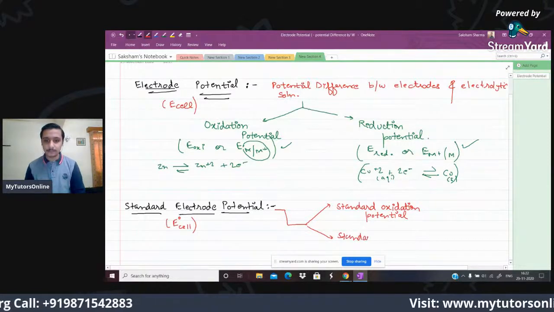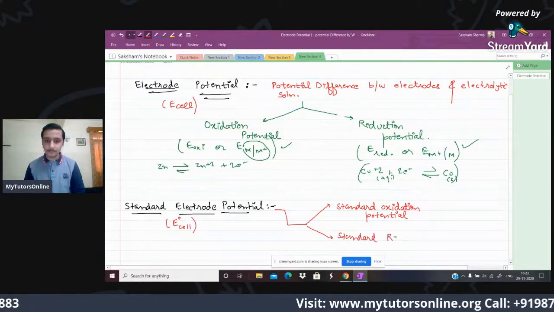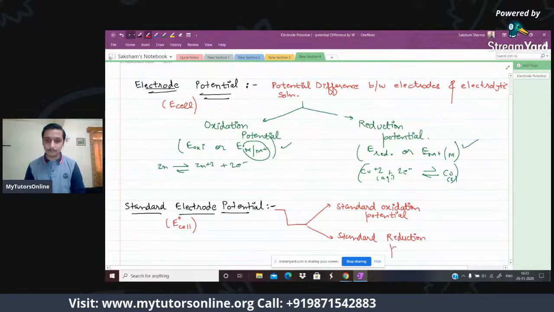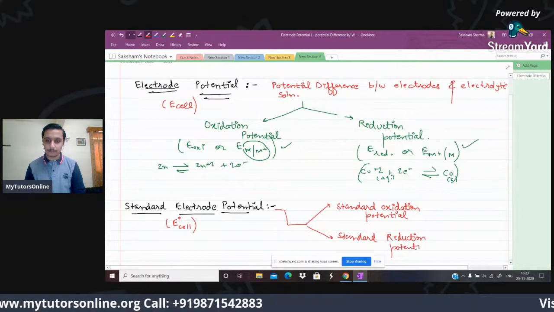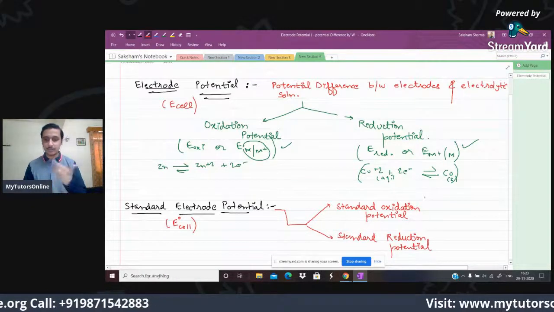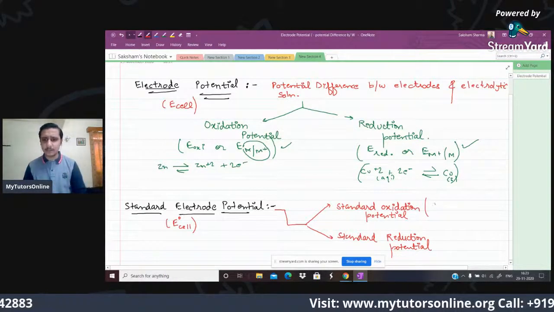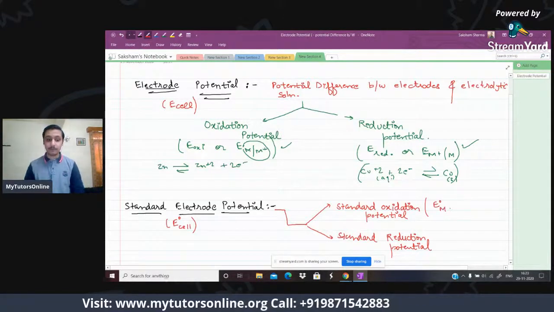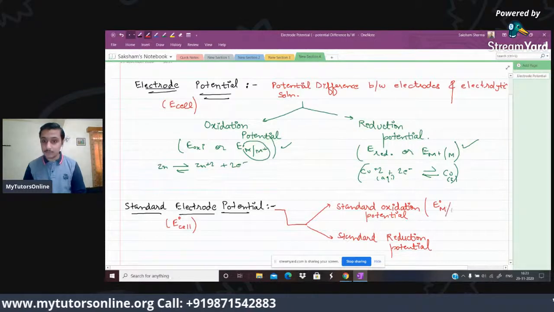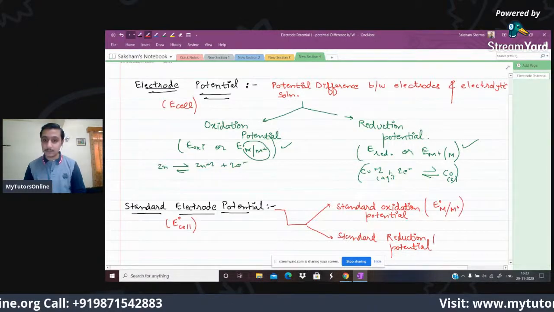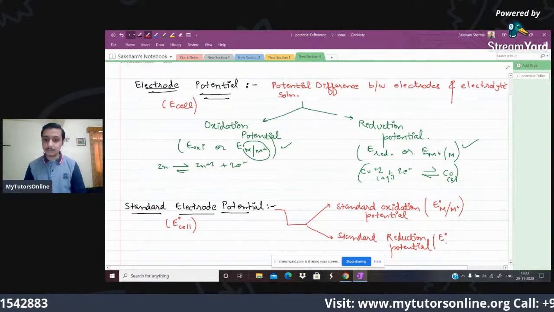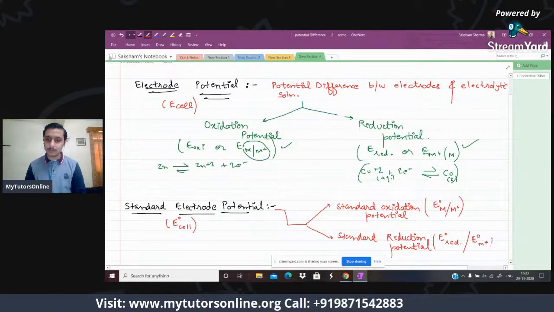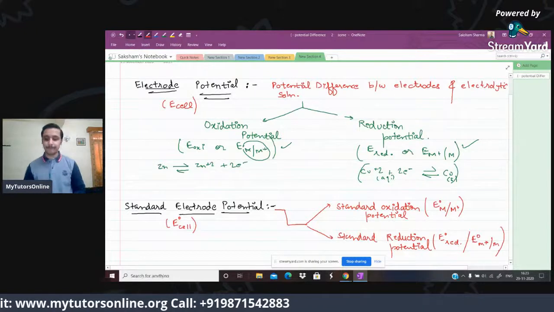standard reduction potential. Okay, so your standard oxidation potential, just like it will be represented, except E naught, what will we write here? We will write here M to M plus. And here you will have your E naught reduction or E naught M plus to M.